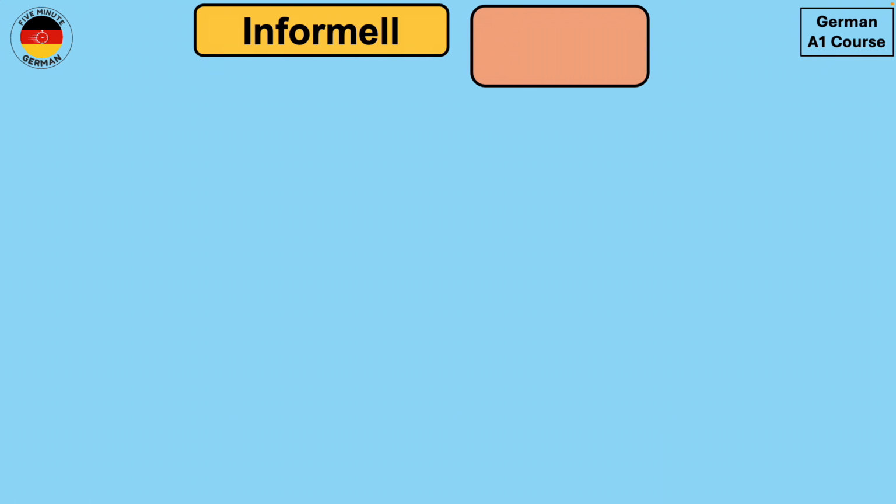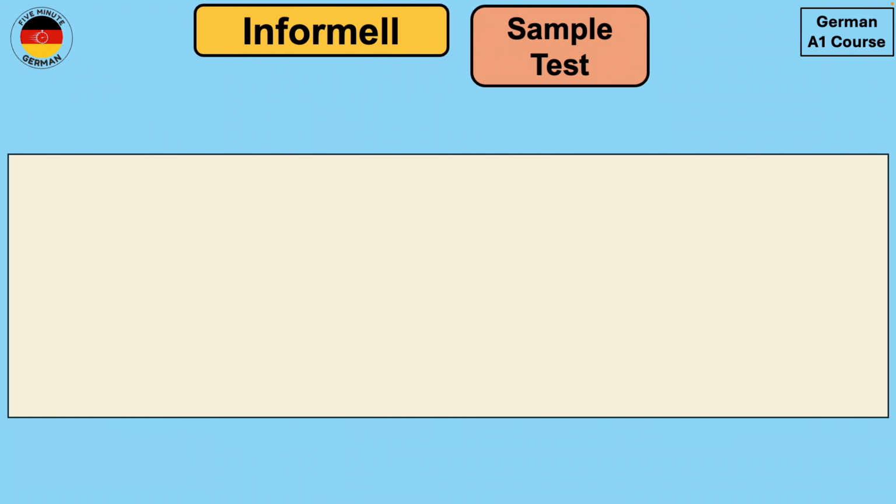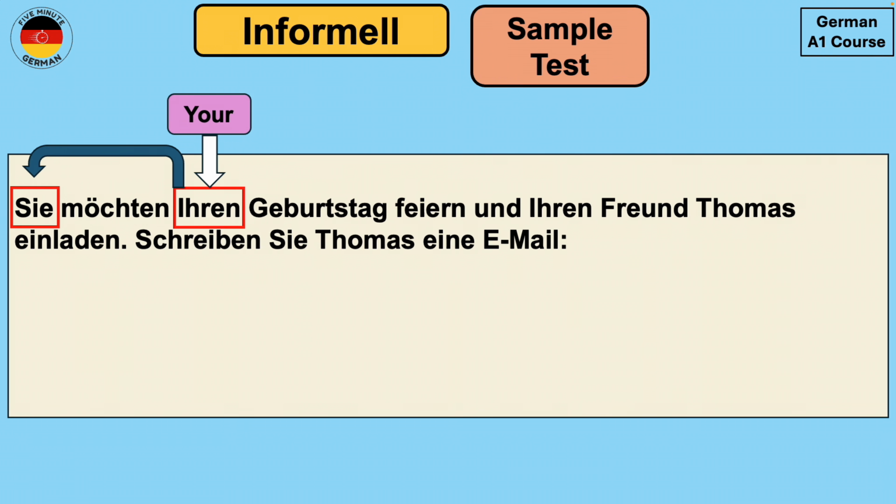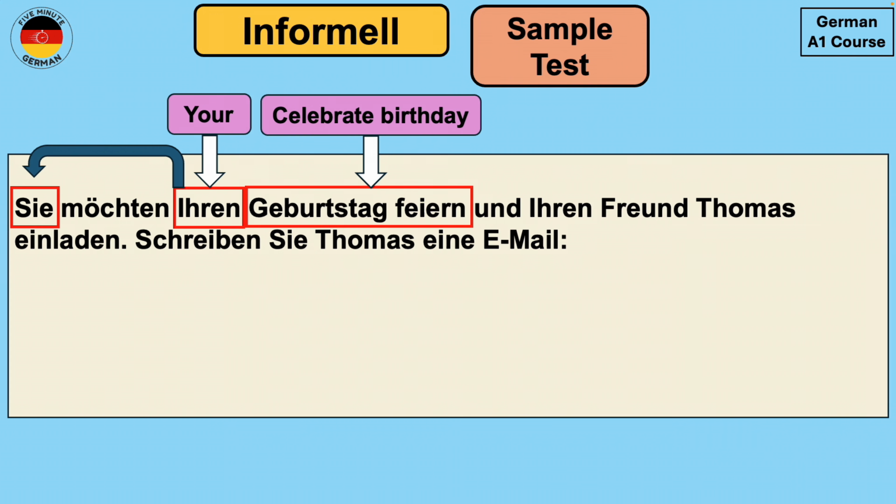So now let's take a look at a sample question from the Goethe exam. So we have the question: Sie möchten Ihren Geburtstag feiern und Ihren Freund Thomas einladen. Schreiben Sie Thomas eine E-Mail. Now we see that this question starts with Sie, which means you, and then you have Ihren, which is the possessive pronoun, which means your. Then we have Geburtstag feiern, which means to celebrate your birthday.